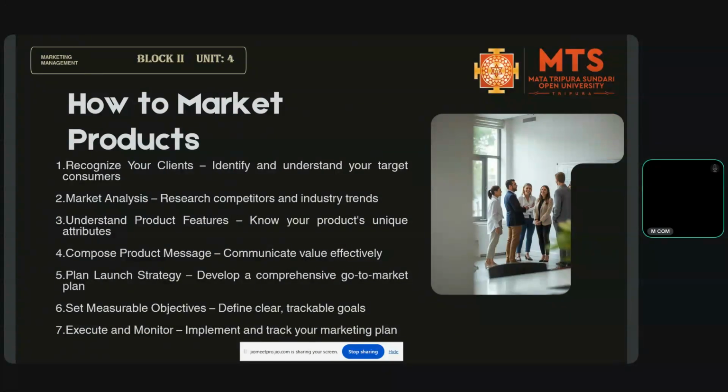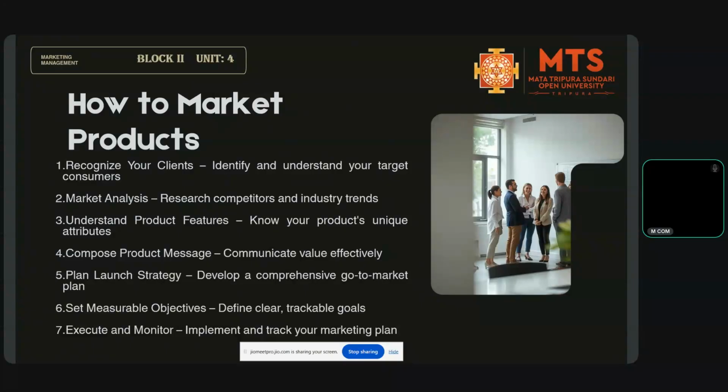Next is unit 4, that is how to market a product. If you have an idea, if you have a product, then how do you market it? There are 7 points that can facilitate how you should approach or market your idea to the customers. First, recognizing your clients. That means you first have to recognize how much market you can cover, or identify the target market.